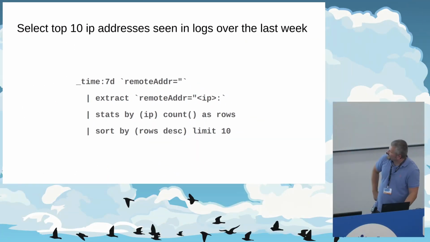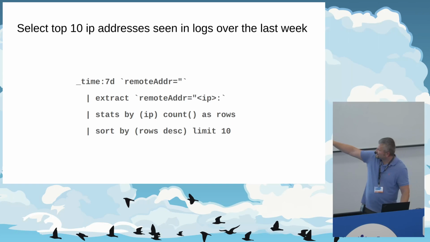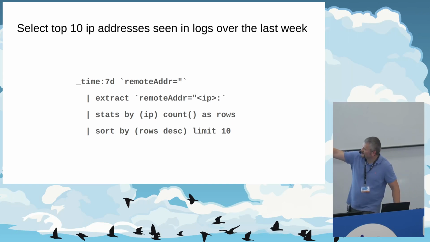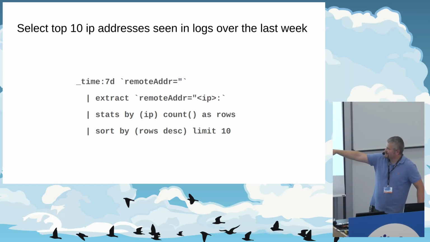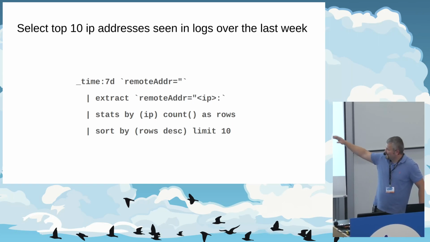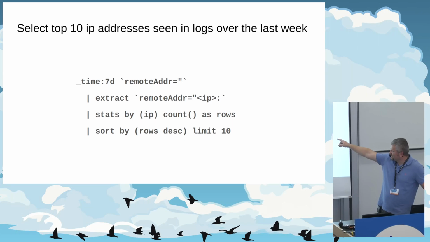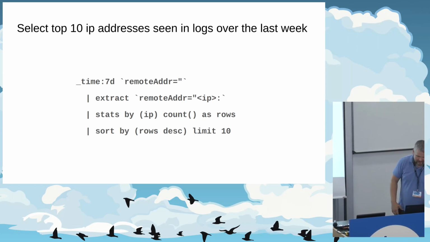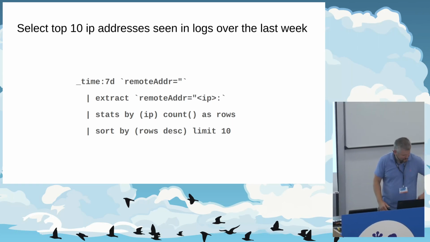What does it do? It searches for logs which contain this remote_addr equal substring, and then extracts the IP address from this substring with the extract function, and then calculates statistics by the extracted IP address. It counts the number of matching rows per each IP address, and then sorts this statistics by rows in descending order, and leaves only the top 10 rows. That's how it works.